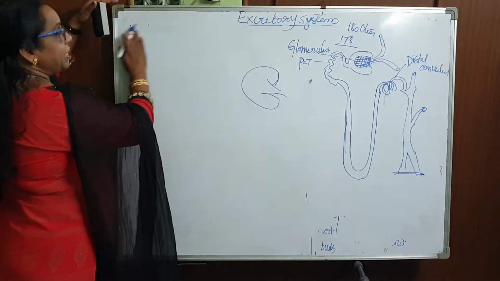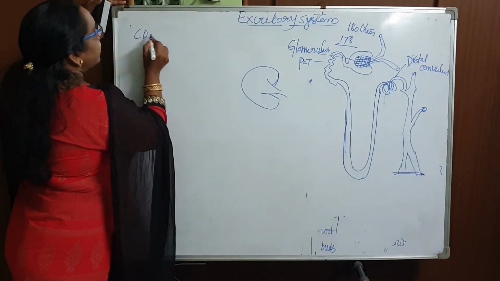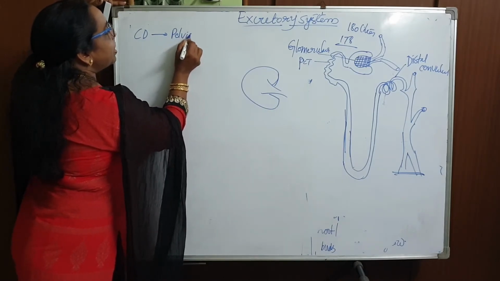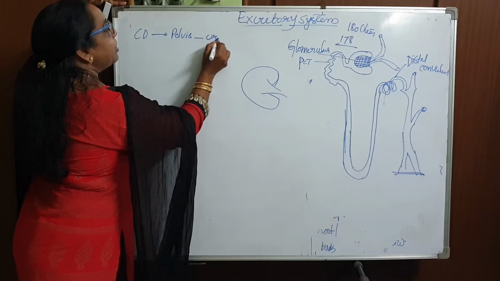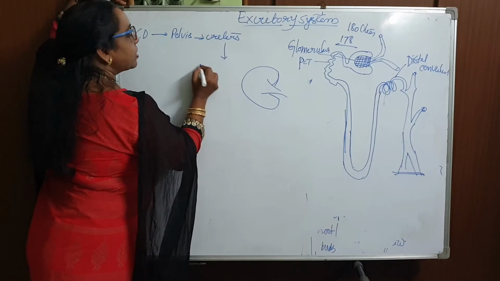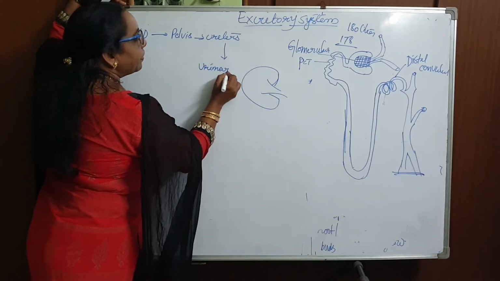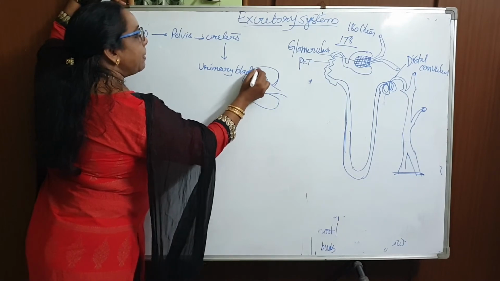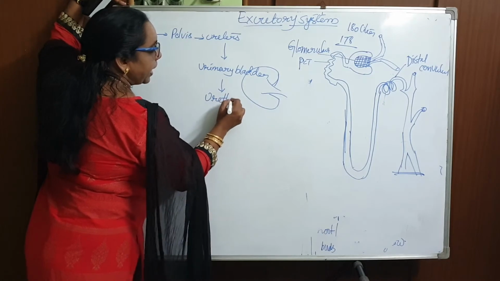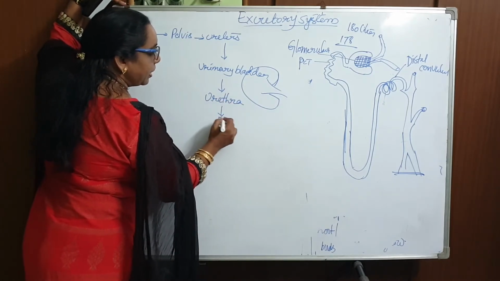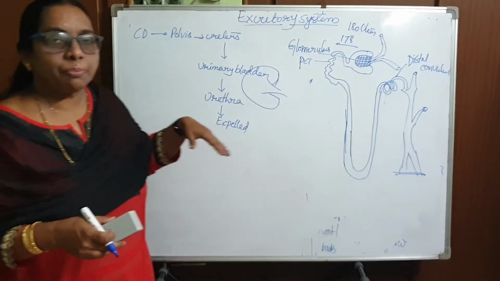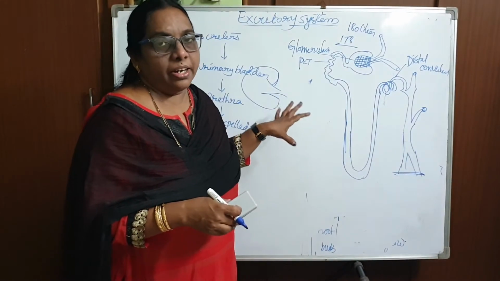So from the CD, that CD is nothing but the collecting duct, where does it go? It goes to the pelvis. And the pelvis opens into the ureters. From the ureters, it goes to the urinary bladder. From the urinary bladder, it ends up with the urethra, and from the urethra it is expelled outside. So this is the process involved in a nephron.